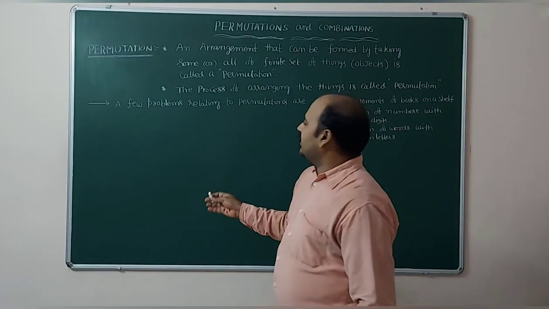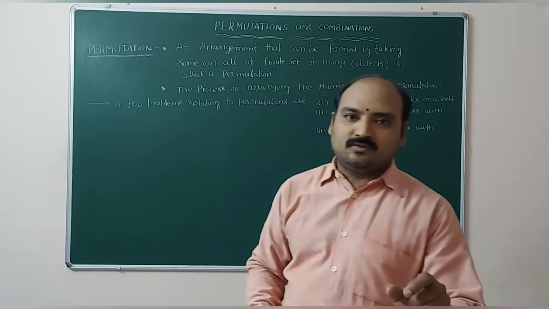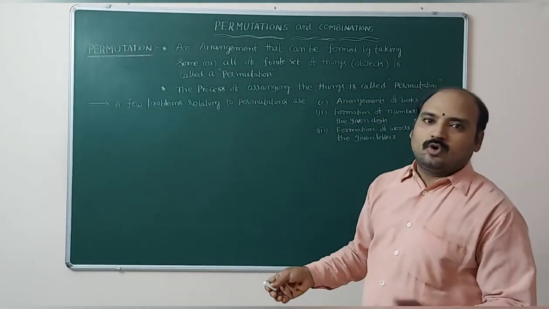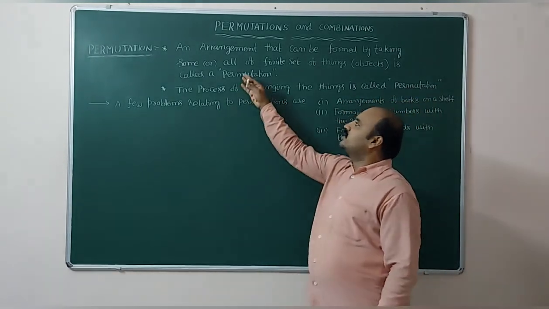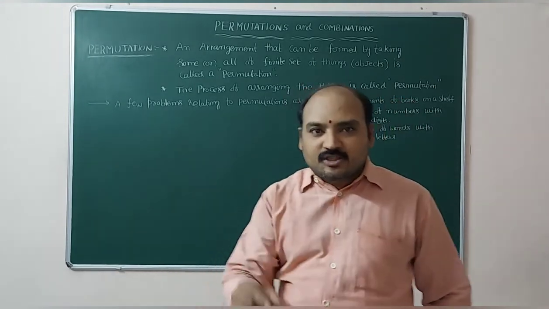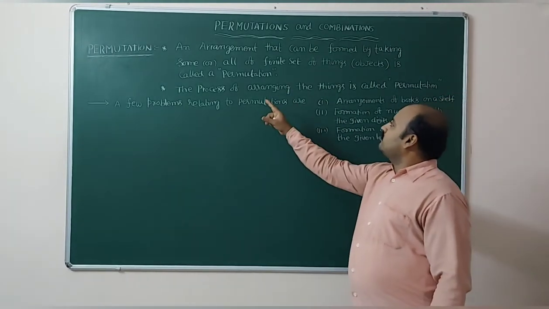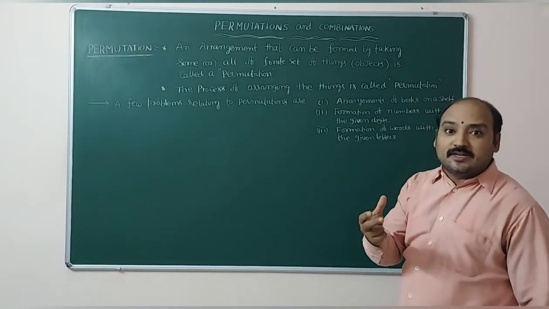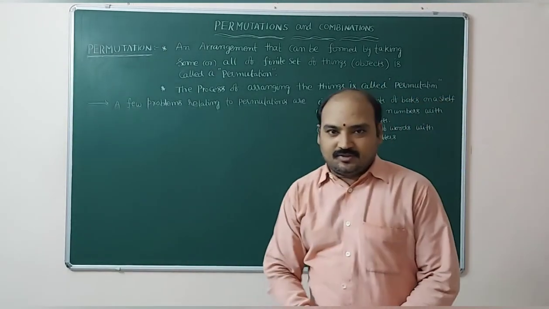And suppose some letters are there, some word is there. In that word, letters will be there. Out of 5 letters, you have to arrange 2 letters. So in these cases, we will use permutation. So the definition of permutation means an arrangement that can be formed by taking some or all from a finite set of things or objects is called a permutation.